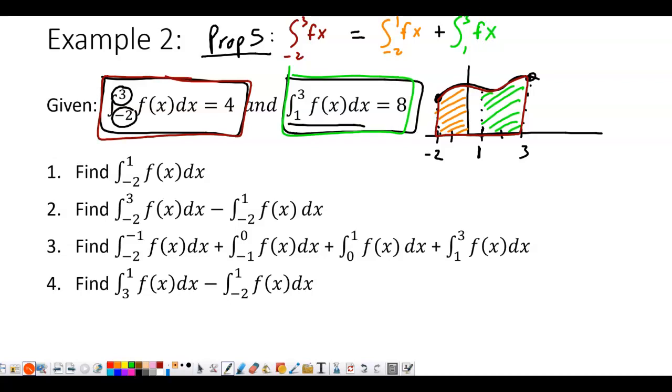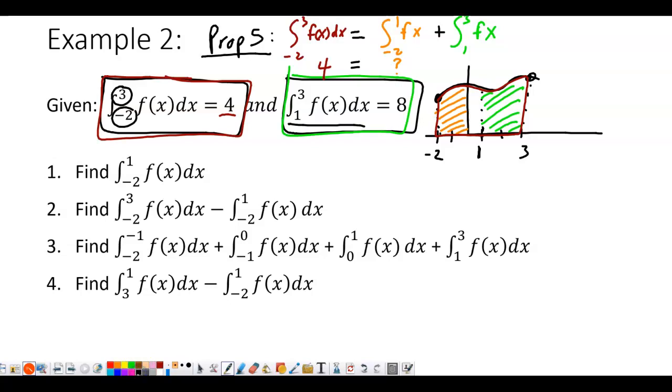Now, I'm still going to do a little bit more here to help me make sense of this. The next thing I'm going to do is plug some actual numbers in here. We know that this integral right here is equal to 4. So I'm going to put 4 right here, equals, and then we're going to have our orange region. Now I don't know what that one is yet. I don't know what the integral from -2 to 1 is yet. They didn't give me that.